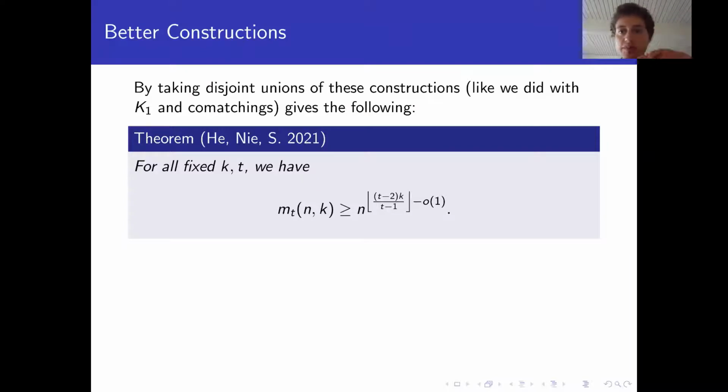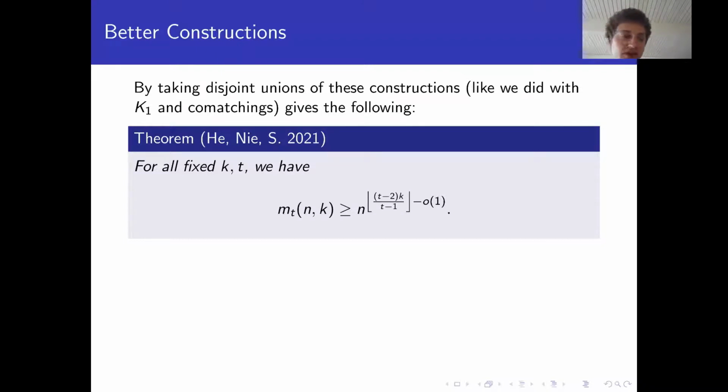Here you would do, for example, Ruzsa-Szemerédi plus K1, Ruzsa-Szemerédi plus co-matching, Ruzsa-Szemerédi plus Ruzsa-Szemerédi, and so on and so forth for K_4-free graphs, and analogous things for K_t-free graphs using Gowers-Janzer type constructions.